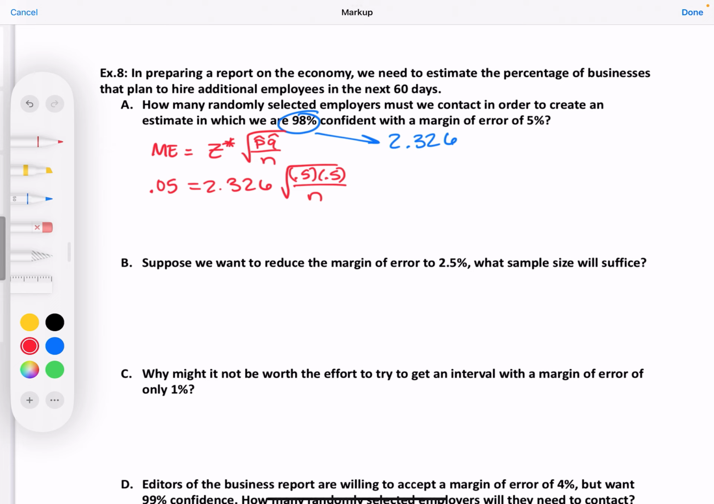So if you do 0.5 times 0.5 and then do the divided by and then hit second and then the answer button at the bottom, you won't have to rewrite it. It'll just do it. We got 566.893. So I would just round that up to 567 businesses.